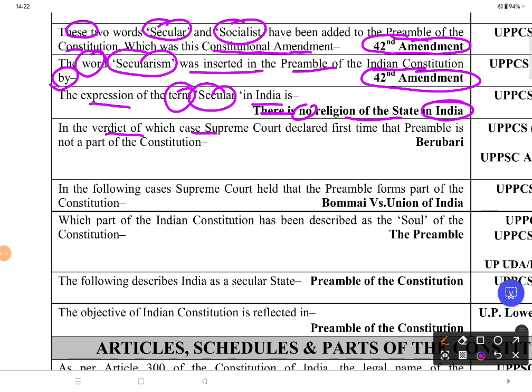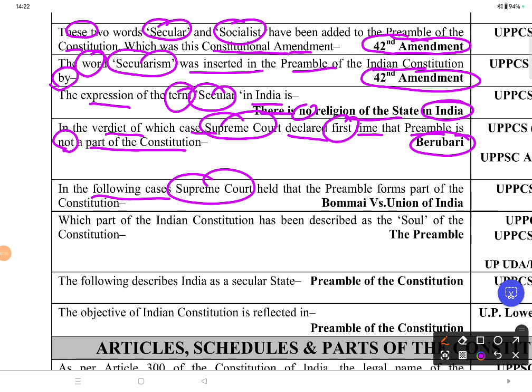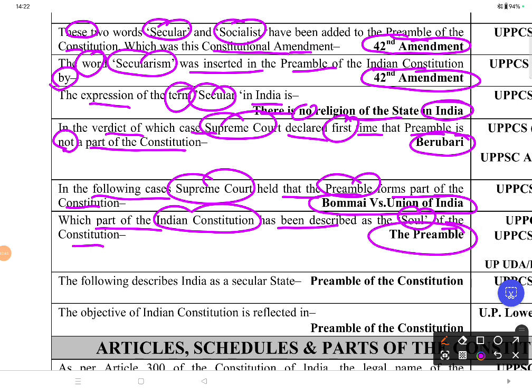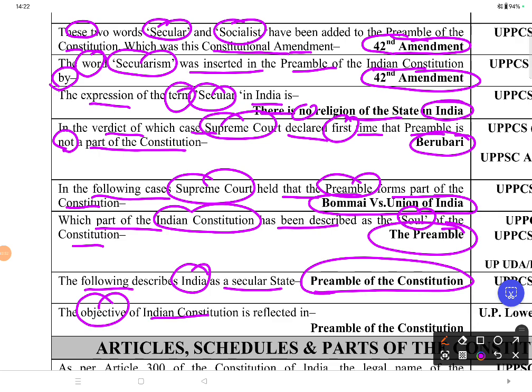In the verdict of which case did the Supreme Court declare for the first time that preamble is not a part of Constitution? That is Berubari. In the following cases the Supreme Court held that preamble forms part of the Constitution, that is Bombay versus Union of India. Which part of Indian Constitution has been described as the soul of the Indian Constitution? The preamble. The following describes India as a secular state, that is preamble of the Constitution. The objective of Indian Constitution is reflected in preamble of the Constitution.